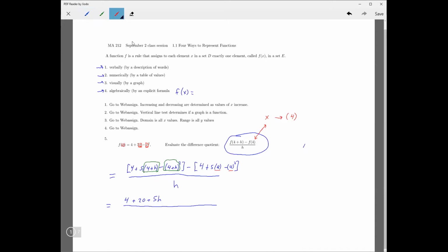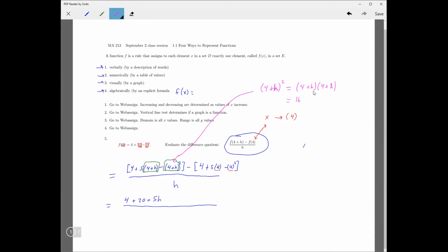Okay, so let me just see here. Okay, so let's look at this part right here. 4 plus h squared. There's a formula for doing that, but what I would advise is to look at it this way. When you see a quantity like this squared, it's really times itself. So squared means it's 4 plus h times 4 plus h. And that means you have to use the FOIL method to work this out.